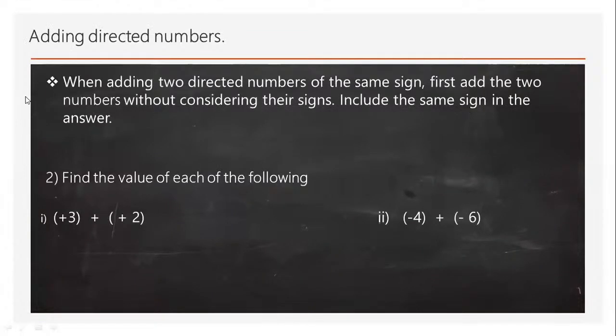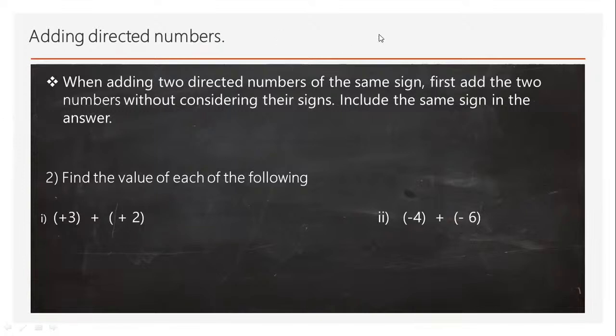Let's go to the next point. Adding directed numbers. When we add two directed numbers of the same sign, first add the two numbers without considering their signs. Include the same sign in the answer. If it is negative and negative, the answer is a negative value. Right? When adding directed numbers, if it is positive and positive, then the answer is a positive value.